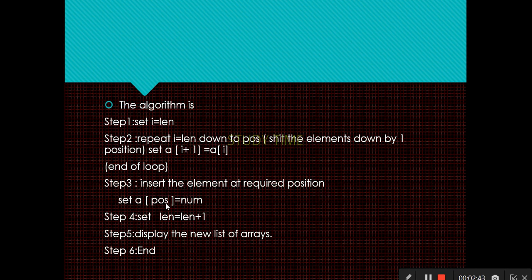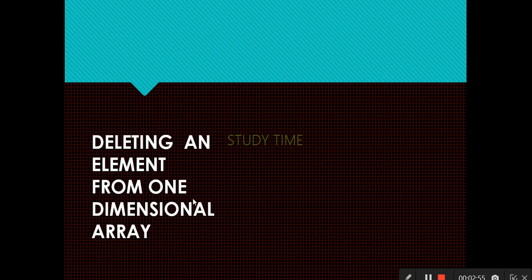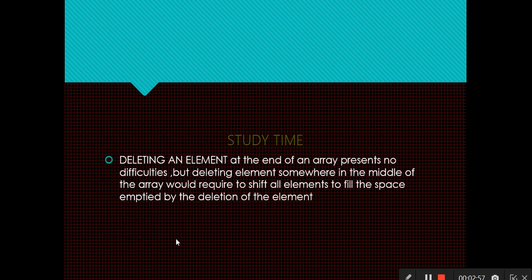Set A[POS] equals number. Step 4, set len equals len plus 1. Step 5, display the new list of arrays. Step 6, end. Deleting an element from one-dimensional array.